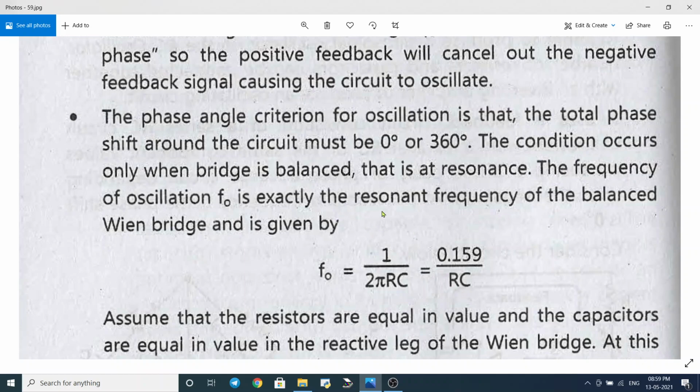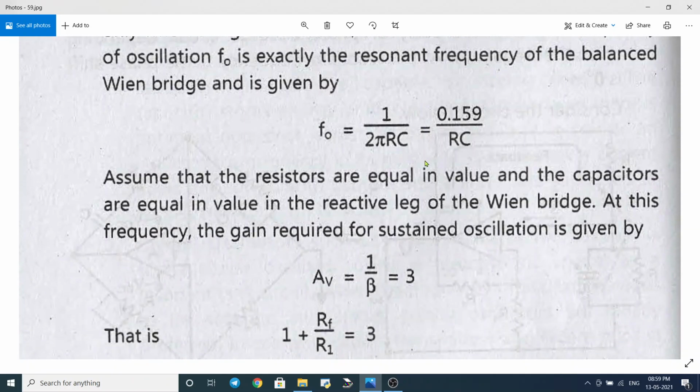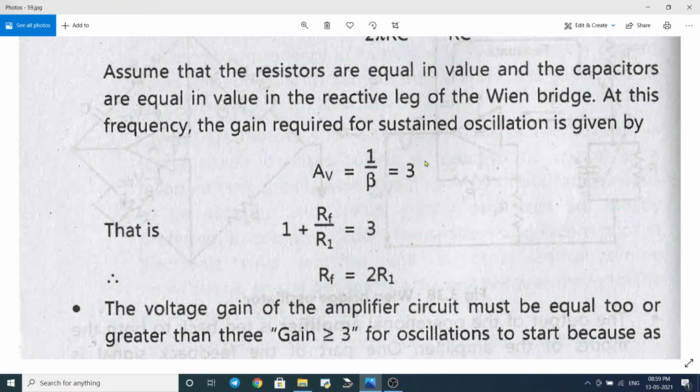And this occurs only when the bridge is balanced, because at this condition we get the total phase shift equal to 0 degree or 360 degree. And the magnitude of A into beta should be 1. So for this purpose, A or AV, the voltage gain, is taken as 1 over beta and is equal to 3. The gain should be greater than 1.